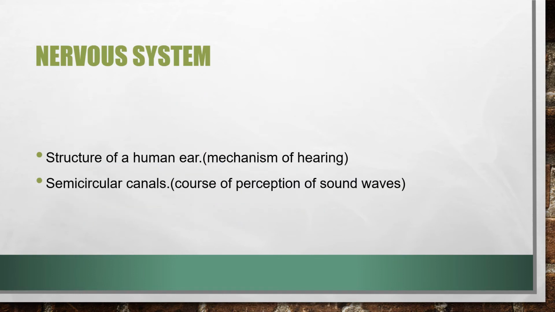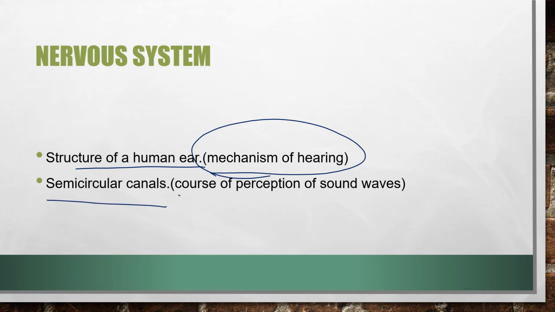Next comes the structure of the human ear. So in sense organs, first was eye, second is ear. Now mechanism of hearing, from here only you can show them the mechanism of hearing with a label diagram. Next comes the semicircular canals and course of perception of sound waves.